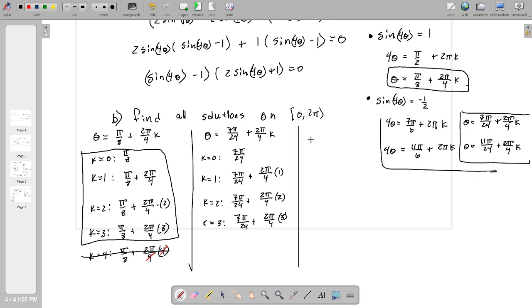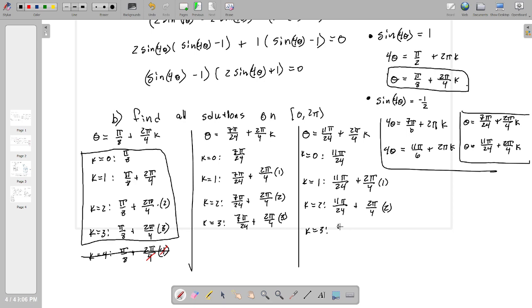And last one, theta is equal to 11 pi over 24 plus 2 pi over 4k. If k is equal to 0, then we have just 11 pi over 24. K is equal to 1, we have 11 pi over 24 plus 2 pi over 4 times 1. K is equal to 2, 11 pi over 24 plus 2 pi over 4 times 2. And k is equal to 3 gives us 11 pi over 24 plus 2 pi over 4 times 3.